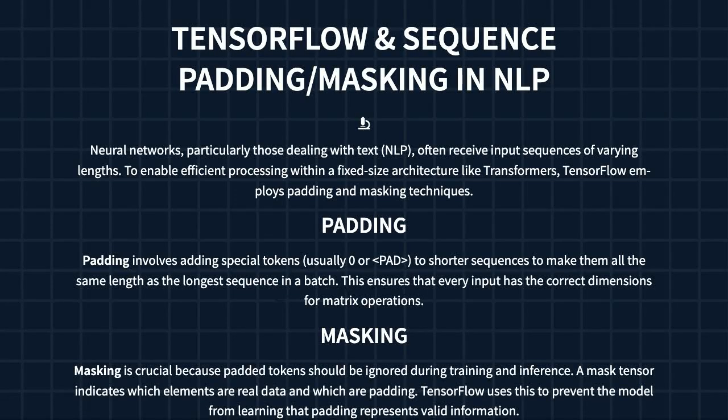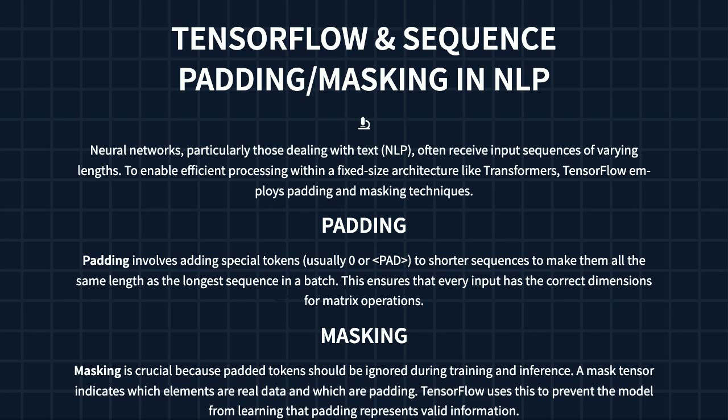Okay, let's talk about how TensorFlow handles text in its models. When we feed different lengths of sentences into a neural network, and that's common with things like transformers, we run into a problem. All the matrices need to be the same size. So TensorFlow uses padding. Padding adds special tokens, often zeros or a specific PAD symbol, to shorter sequences until they match the length of the longest sequence in your batch.